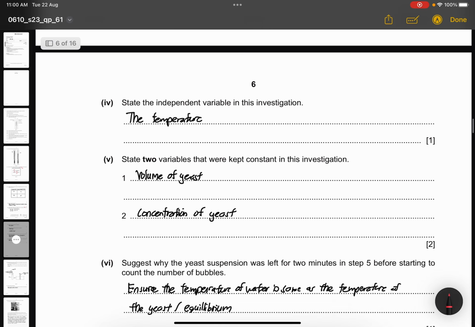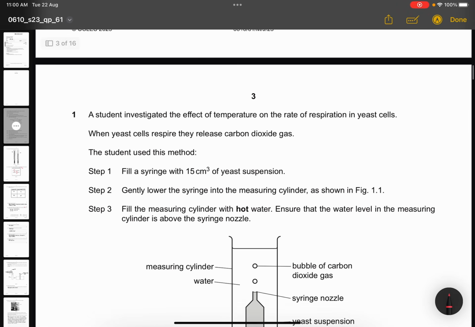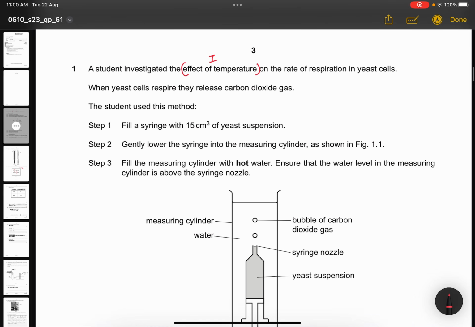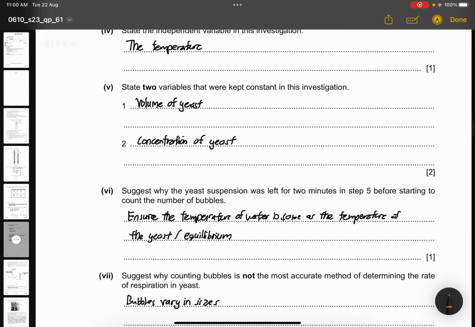Part 4, state the independent variable in this investigation: the temperature. You know why it's the temperature? Because they said the effect of temperature, that is the IV. Alright. And part 5, state two variables that were kept constant in the investigation: the volume of yeast, the concentration of yeast. It's the same thing all over again. Part 6, suggest why the yeast suspension was left 2 minutes in step 5 before starting to count the number of bubbles. It is to ensure the temperature of the water is the same as the temperature of the yeast, an idea of equilibrium.